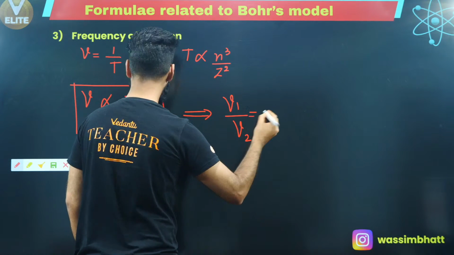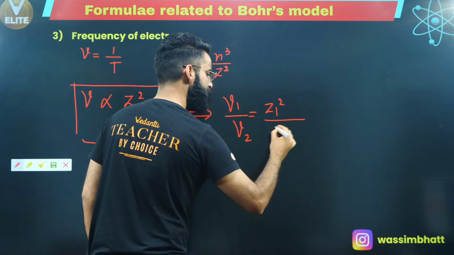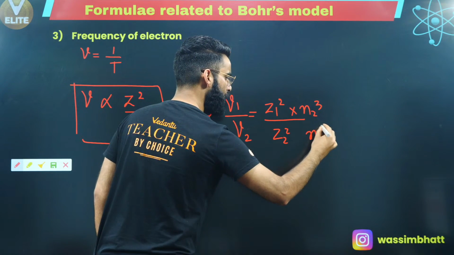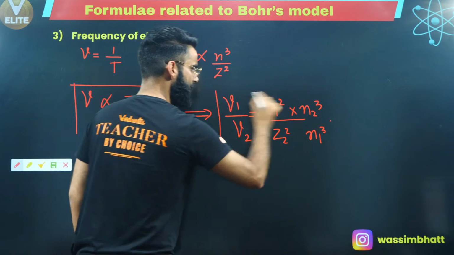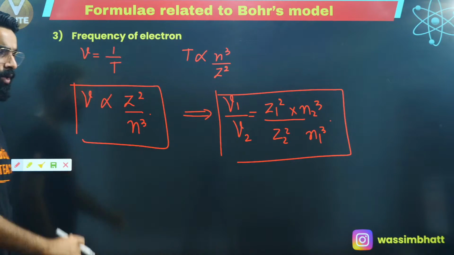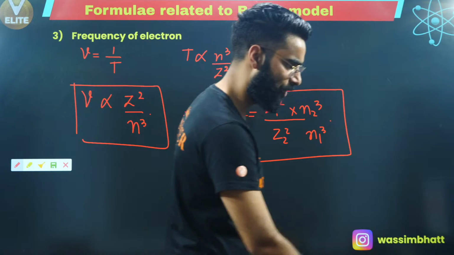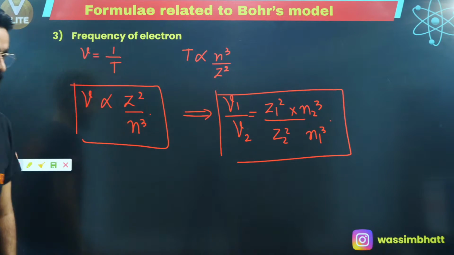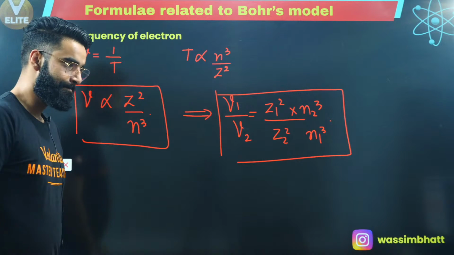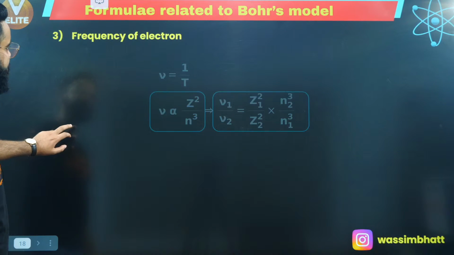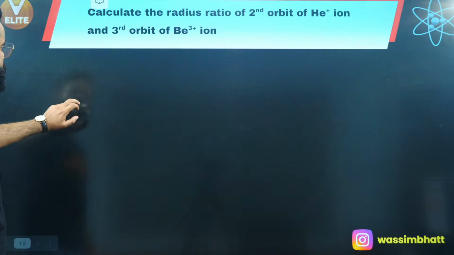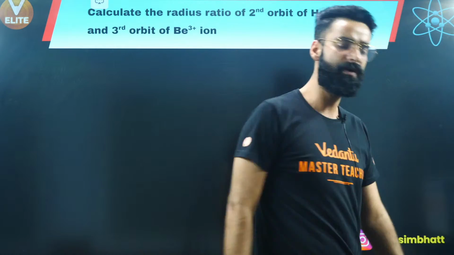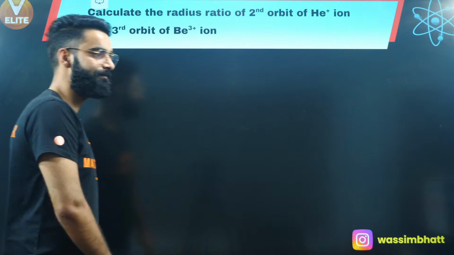Frequency 1 divided by frequency 2 is going to be equal to z1 square divided by z2 square multiplied by n2 cube divided by n1 cube. This is the formula you need to remember in order to compare the frequency of the electrons in two different energy states. Now people, I think this much is enough. Now it is time to solve some basic questions from which you'll get the idea of how these equations are solved.